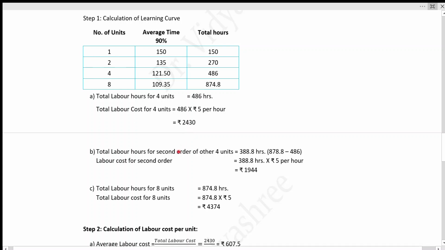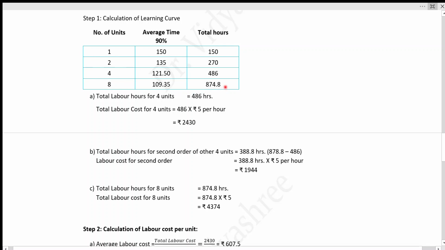In a similar way we have to calculate for the second order. The second order is where the customer repeated the order, in the sense that again he placed an order for 4 units. You can observe in the table: till here is the first order, and again he placed 4 units. So 8 minus 4, we get 4 units.